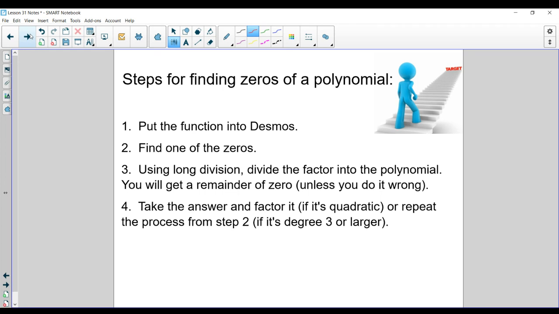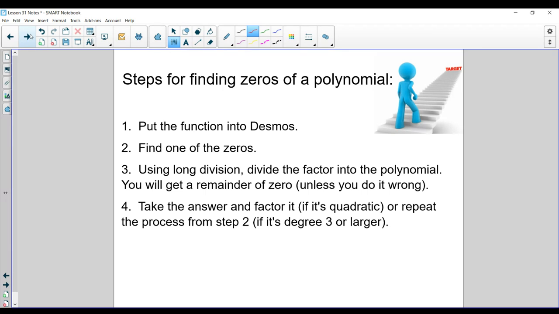We're then going to do long division. We're going to divide whatever zero we happen to pick into the polynomial. When you do the long division, you'll end up with a remainder of 0. If you don't end up with a remainder of 0, that means you did the division wrong, or I guess you could have picked something wrong as well. And then I'm going to take that answer, and I'm either going to factor it or repeat the process, depending on what my original equation started off with.